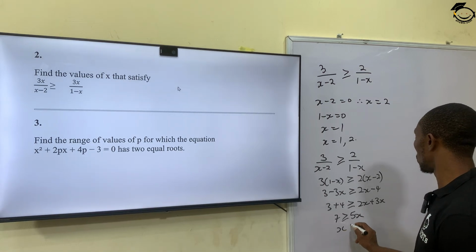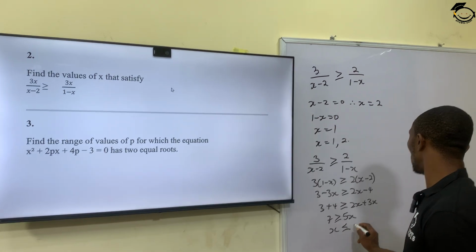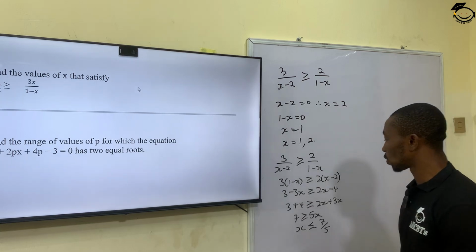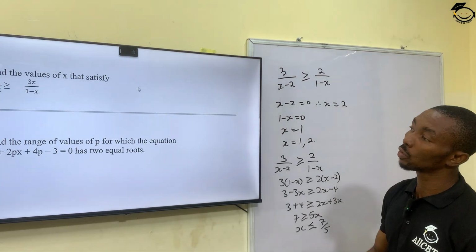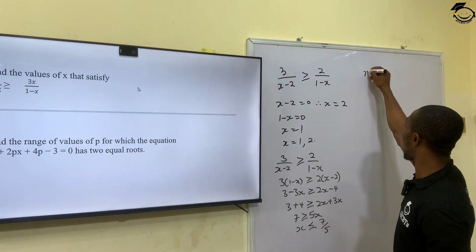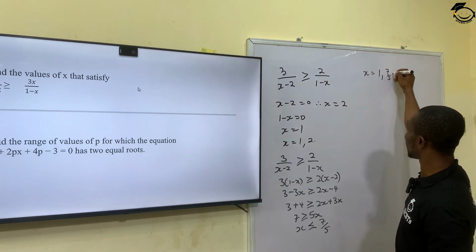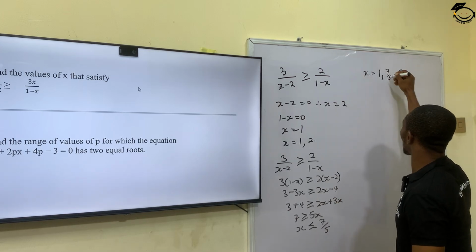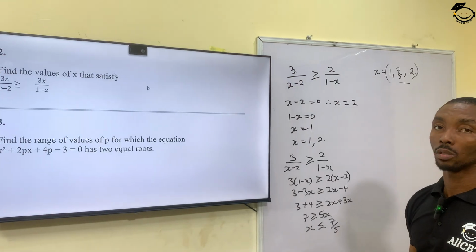Okay, so this will give us 7 is greater than or equal to 5x. So our x will become 7 over 5. Okay, so our x will be less than or equal to 7 over 5. So the values of x that satisfy the equation would be x equals 1, 7 over 5, and 2. So these are the 3 values that satisfy the equation.